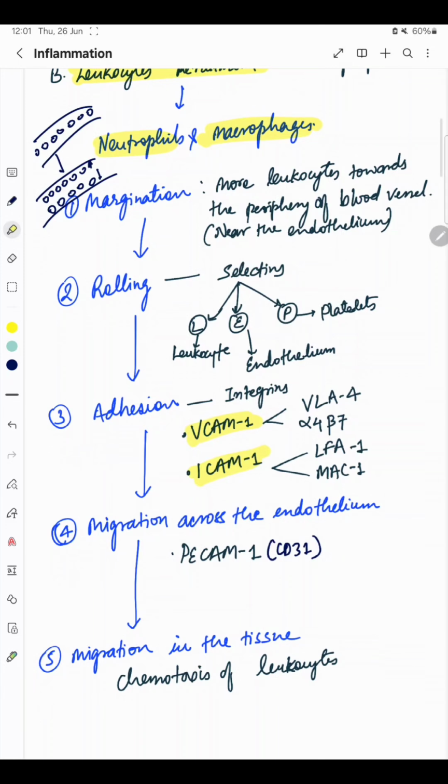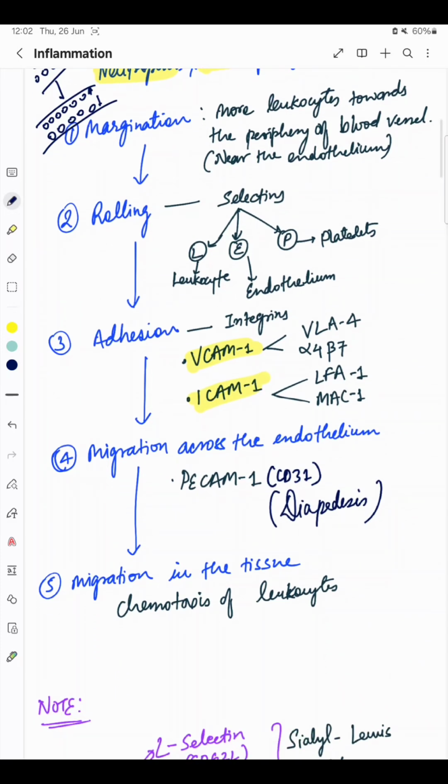After the adhesion, these leukocytes transmigrate across the endothelium. This process is known as diapedesis. It is the transmigration of leukocytes across the endothelium into the interstitium, and PECAM1 or CD31 will help in this process.